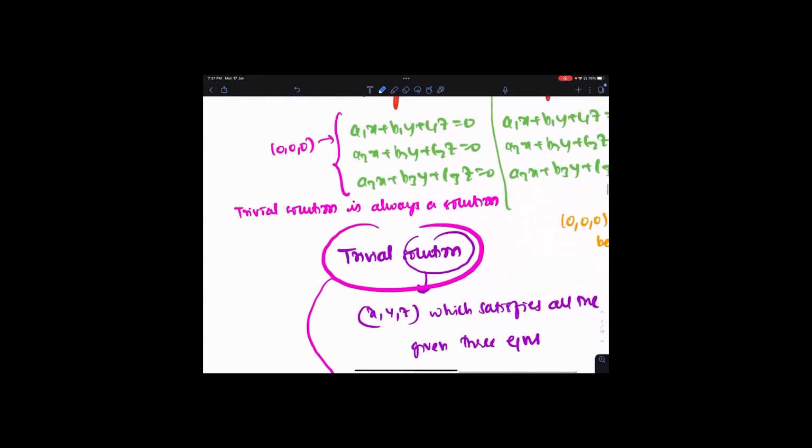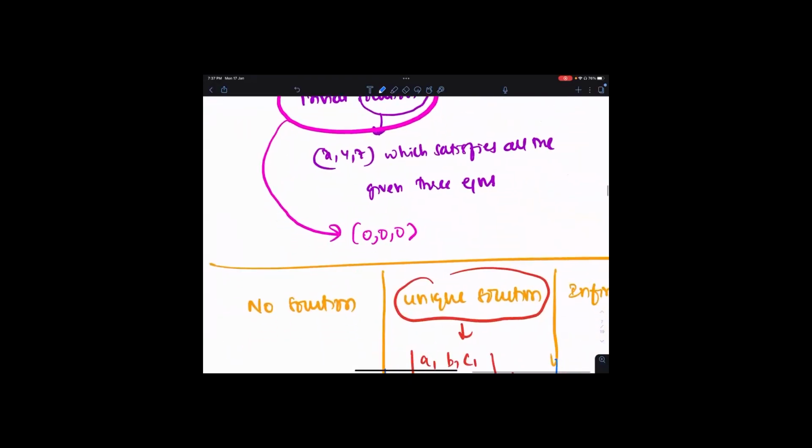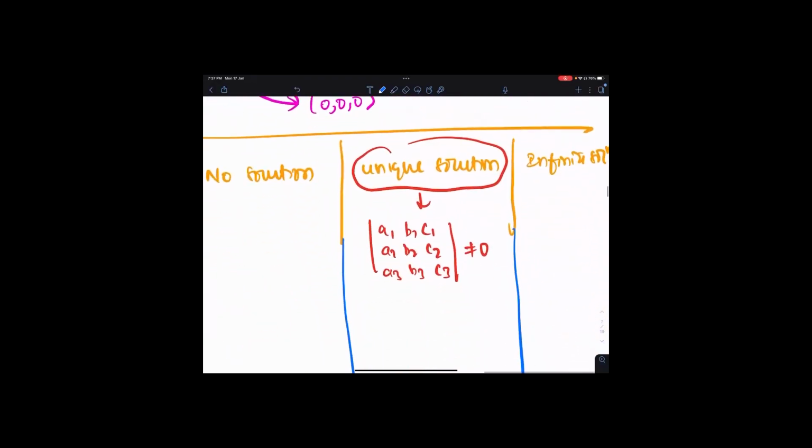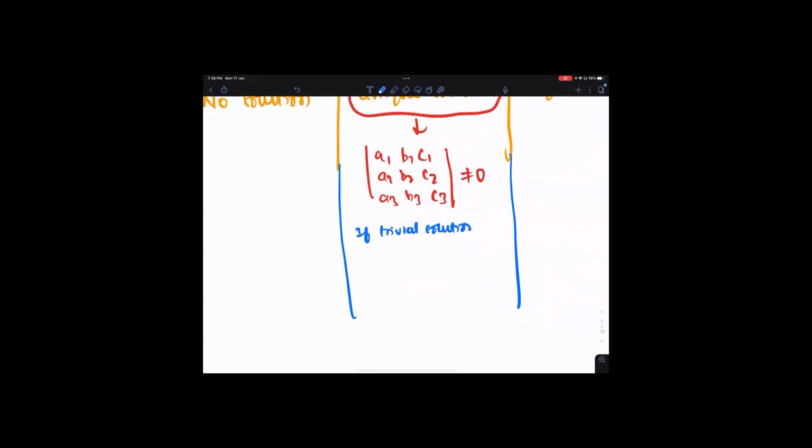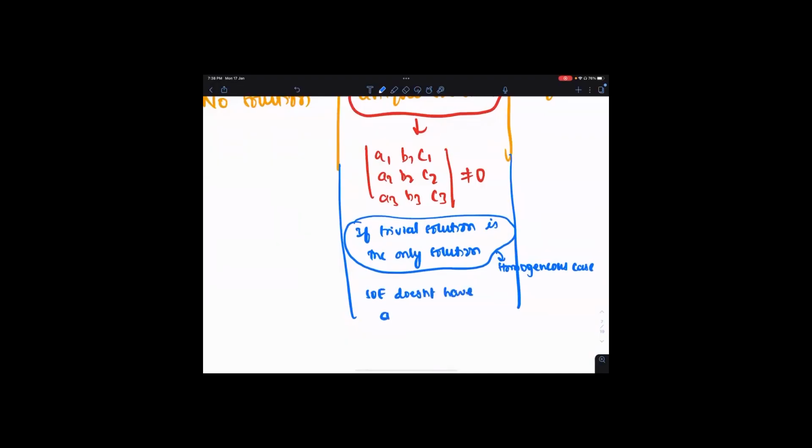So if I express it in language, it will be something like this. If trivial solution is the only solution, this is how the questions will start in homogeneous case. Okay, or they will say the system of equations doesn't have a non-trivial solution.